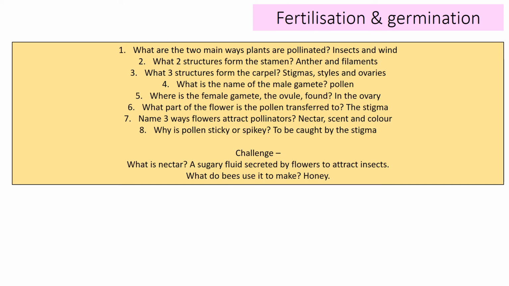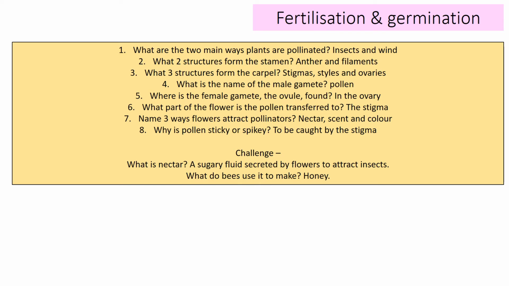What is the name of the male gamete? That is the pollen. Okay, it's the male reproductive cell or sex cell. And where is the female gamete, the ovule, found? It is found in the ovary. What part of the flower is the pollen transferred to? That is the stigma. Name 3 ways flowers attract pollinators. They attract pollinators with nectar, scent, and color.